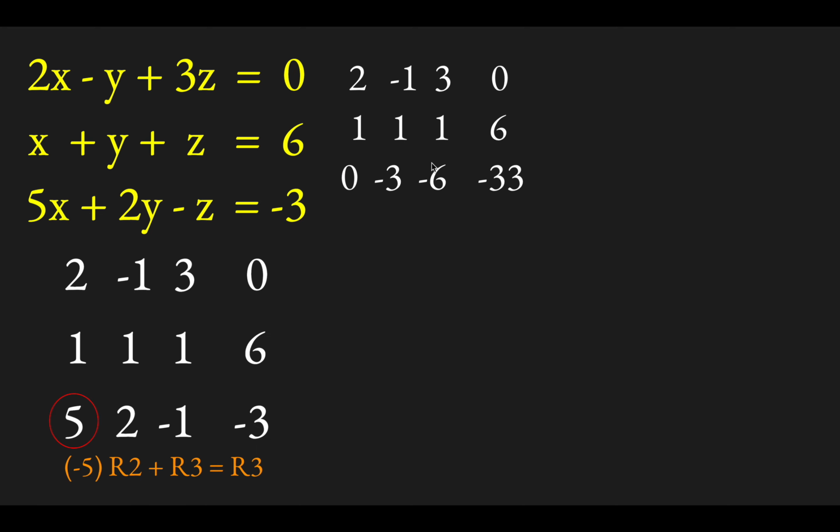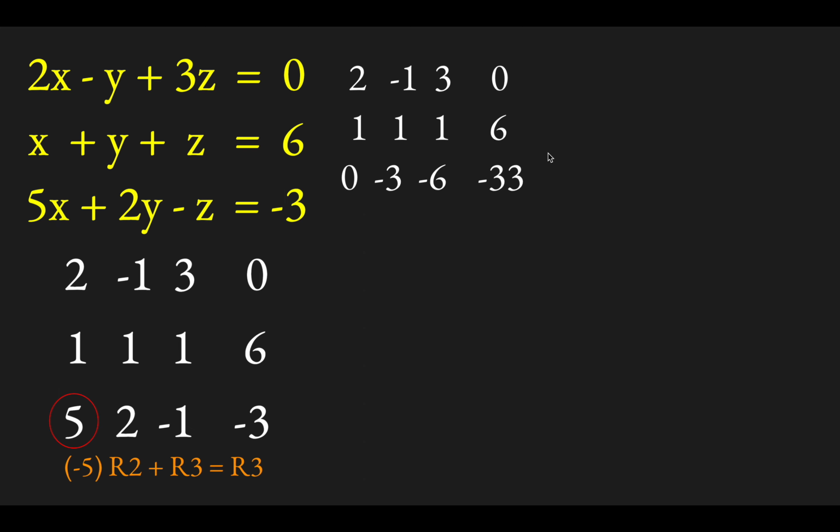If you do that, it's going to turn out like this, because negative 5 times this number plus 5 will give you a 0. Negative 5 times this number plus 2 will give you negative 3. And negative 5 times 1 plus another negative 1 will give you negative 6. And then finally, negative 5 times 6 will give you negative 30. But then if you subtract another 3 from that, you get negative 33.